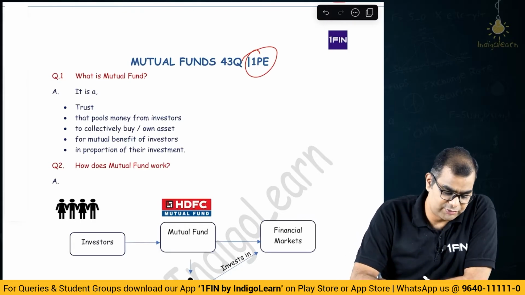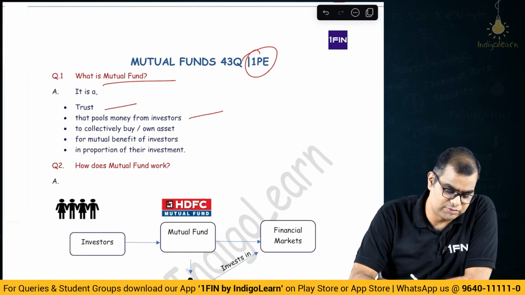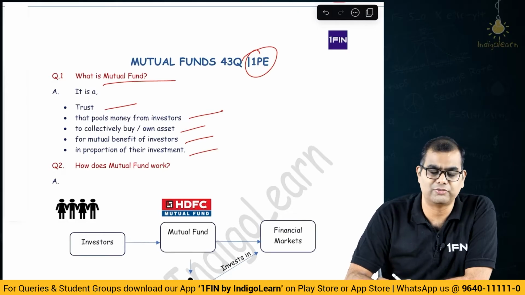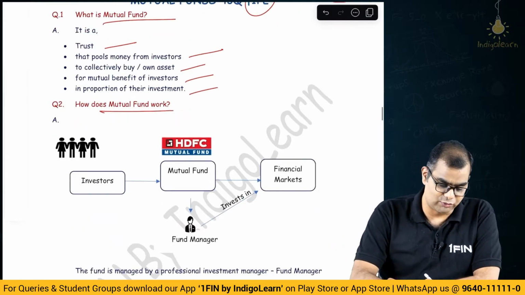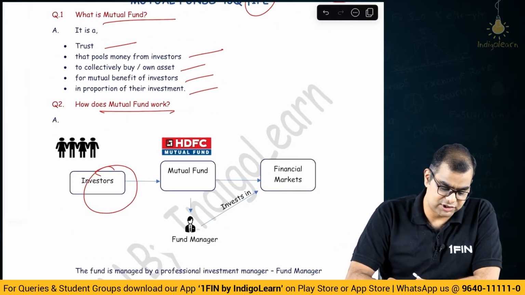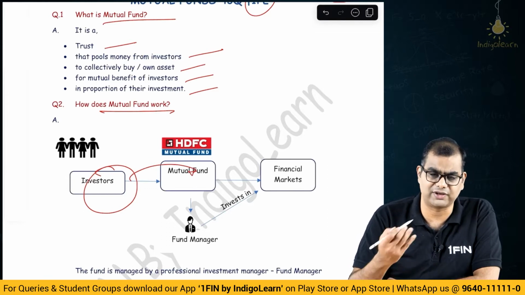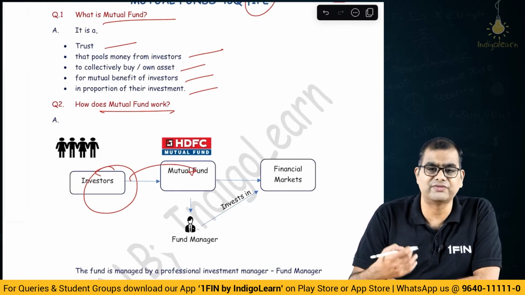So first, what's a mutual fund? It is basically a trust that pools money from investors to collectively buy or own assets for the mutual benefit of investors in proportion to the investment. So how does it work? If you look at this, all investors pool their money in a mutual fund, say HDFC Mutual Fund or ICICI Mutual Fund. The fund has various schemes.